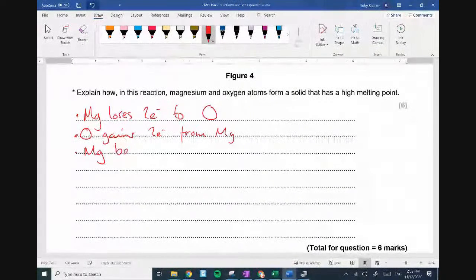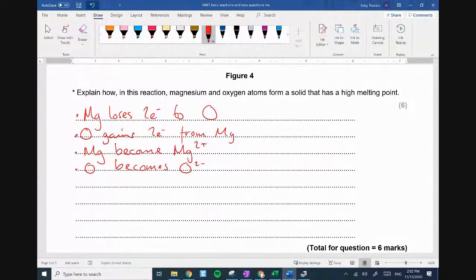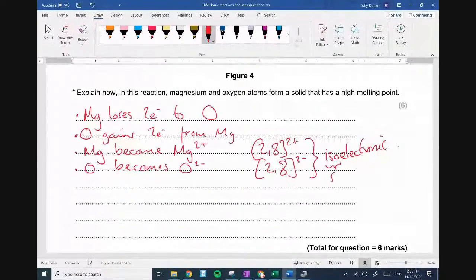Magnesium becomes Mg2+. Oxygen becomes O2-. And it's nice to give the configurations. Magnesium will become 2,8 square brackets 2+. Oxygen, which was 2,6 originally, becomes 2,8. They become the same. They become what's called isoelectronic. Yeah, iso means the same in chemistry. These are isoelectronic. They're the same. Iso in chemistry means same. Same electron config. It's kind of cool that, just with different charges.